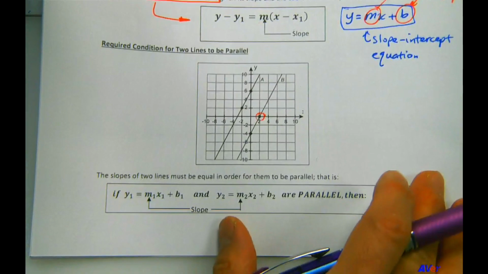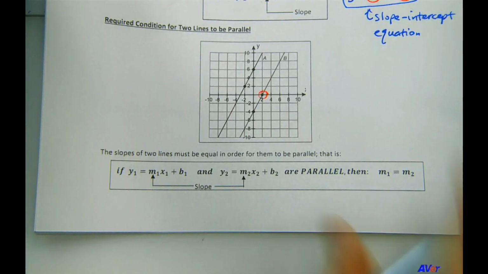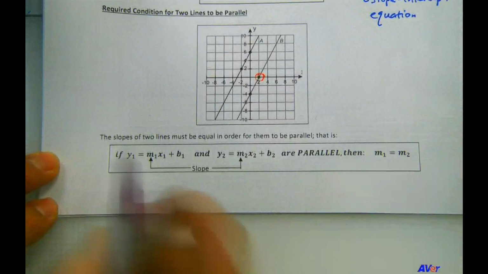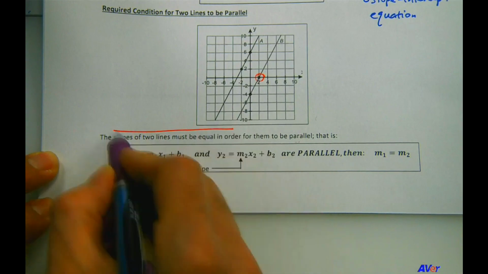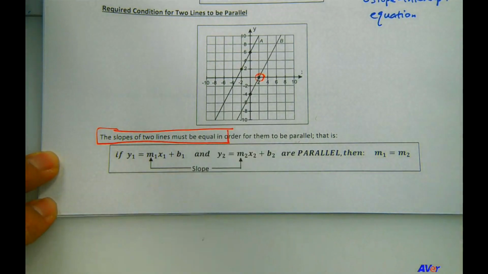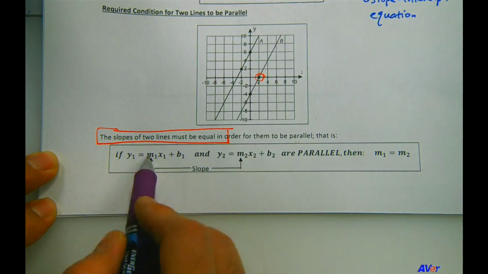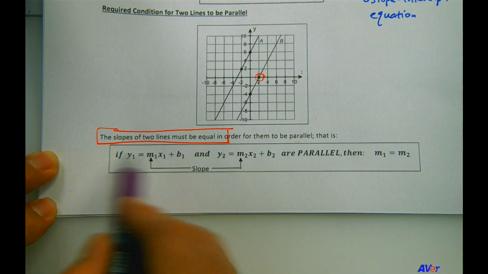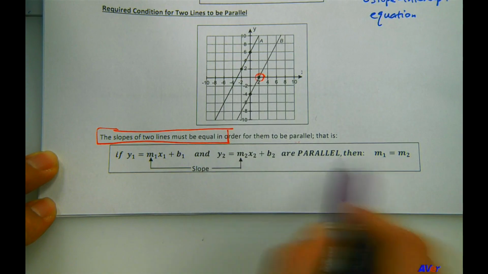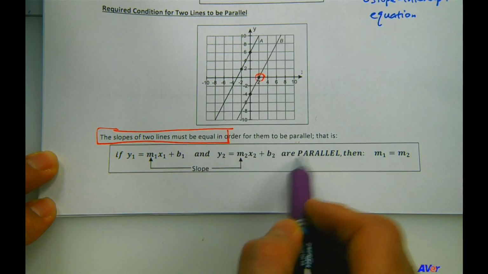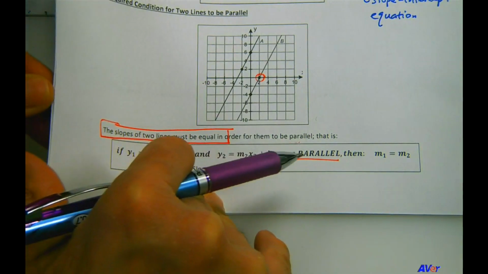Okay? So, the required condition for two lines to be parallel is that their slopes have to be equal. So, the slopes of two lines must be equal in order for them to be parallel. That's the condition for two lines to be parallel. So if you have this line and that line, then the slopes m1, being the slope of line 1, and m2, being the slope of line 2, must be equal for parallel lines. Okay, that's the condition for two lines to be parallel.